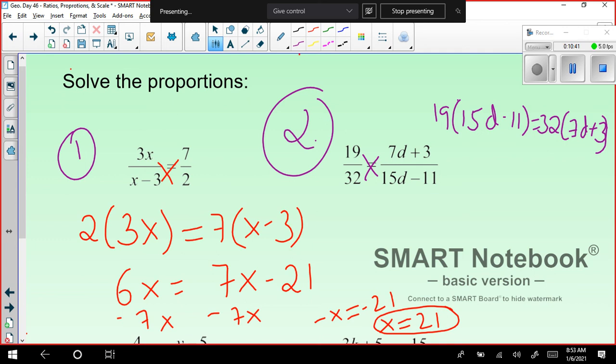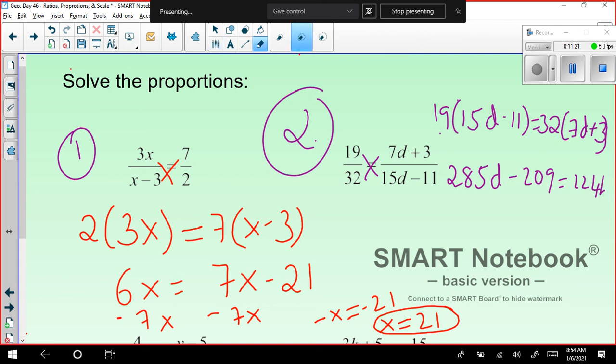19 times 15 gives us 285, so I'll have 285d. 19 has to be multiplied with both the values inside the parenthesis, so 19 times 11 gives us 209, so it's negative 209 equals. Same way, 32 has to be multiplied with 7 and 3. So 32 times 7 gives us 224, and 32 times 3 is 96: 224d plus 96.